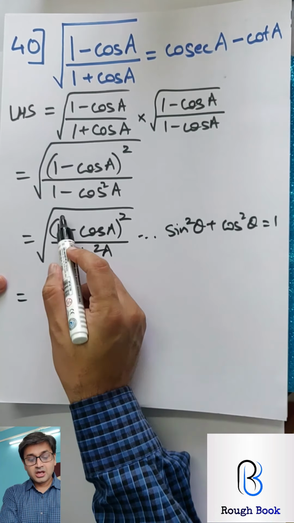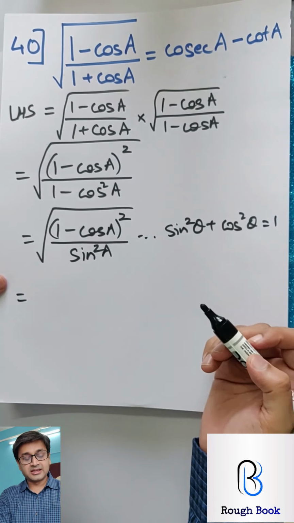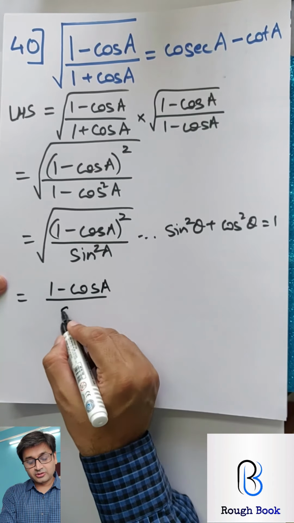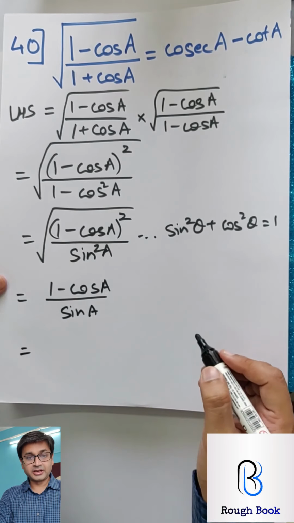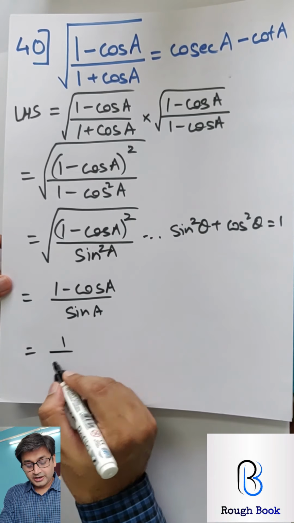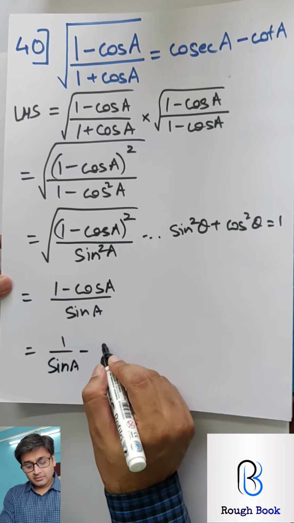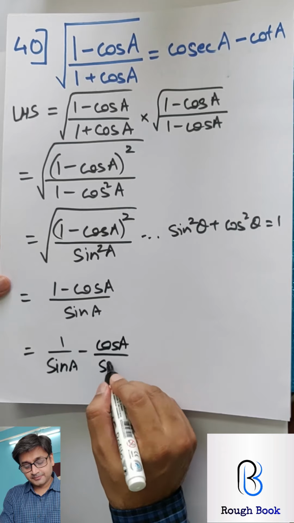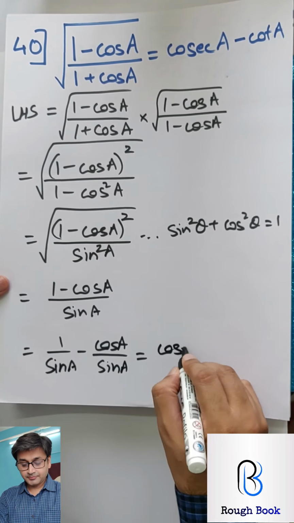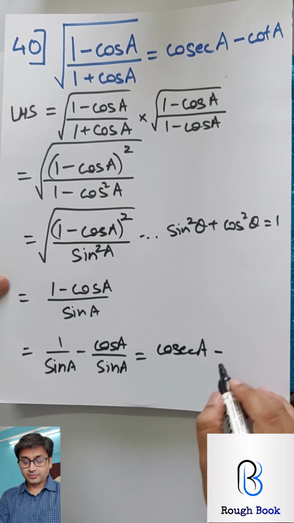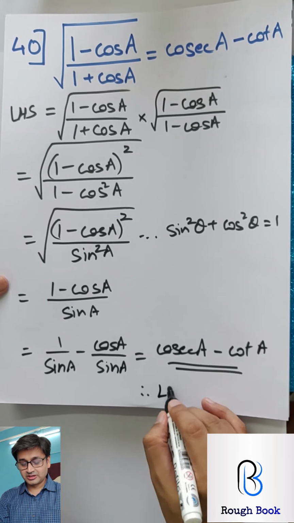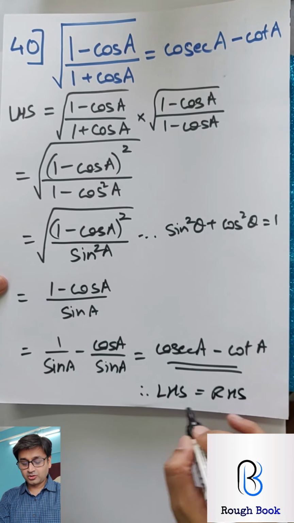So write the reason. Now root and square can get cancelled, so root of this will be 1 minus cos A and root of sine square also will be only sine A, correct? Reverse LCM, you remember I taught you in the last video. So 1 upon sine A minus cos A upon sine A. What is 1 upon sine A? Cosec, super. And what is cos upon sine? Cot. There you go, magic. And therefore you can say LHS is equal to RHS.